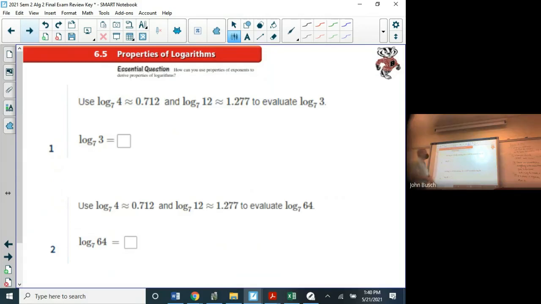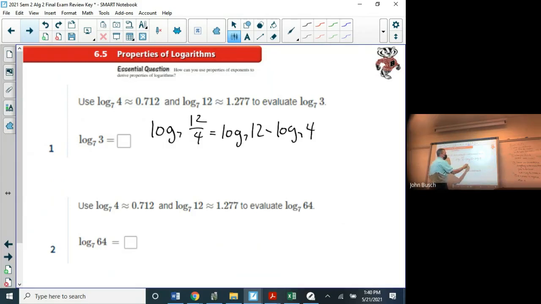So we could use the fact that log base 7 of 4 is 0.712. Log base 7 of 12 is 1.277. And the trick is writing this in terms of 4 and 12. So we can write this log base 7 of 12 divided by 4, which is log base 7 of 12 minus log base 7 of 4.